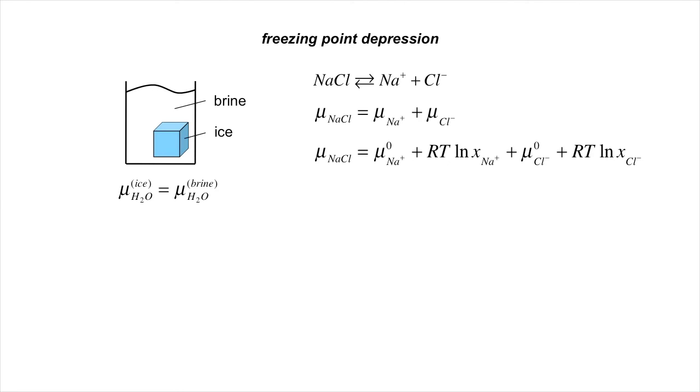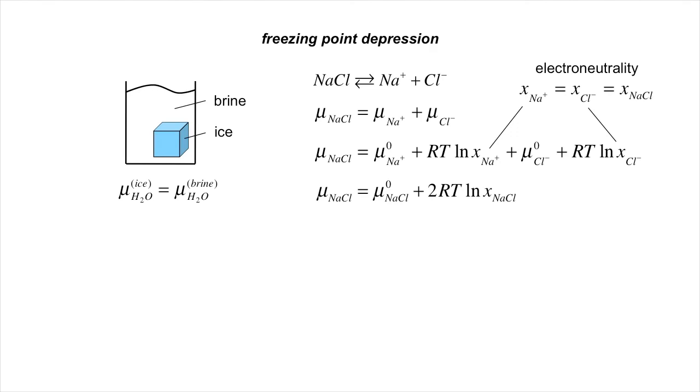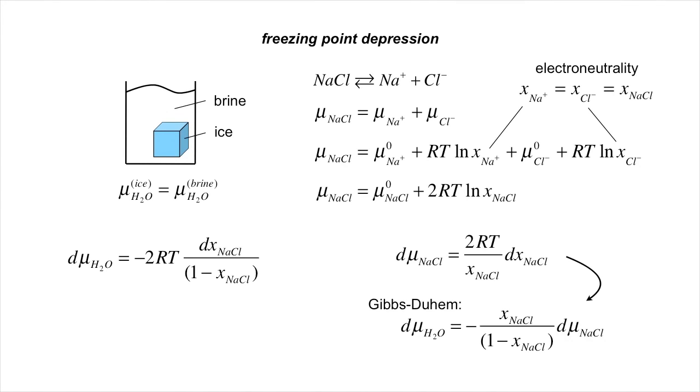With this assumption, the chemical potentials of the two ions will be given by a standard chemical potential plus RT log of the concentration. However, due to the electroneutrality of the mixture, the concentrations of Na plus and Cl minus are not independent. They must be equal to the formula concentration of dissolved NaCl. This leads to the chemical potential of NaCl scaling as 2RT times the log of the salt concentration. Taking the derivative and then substituting into the Gibbs-Duhem equation, we get the expression shown here.